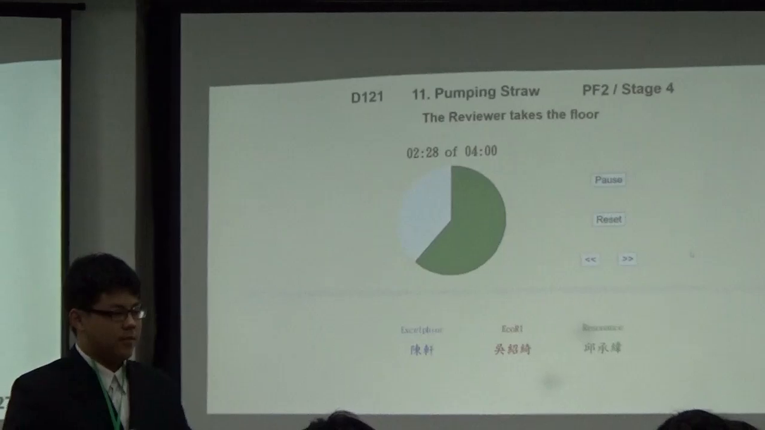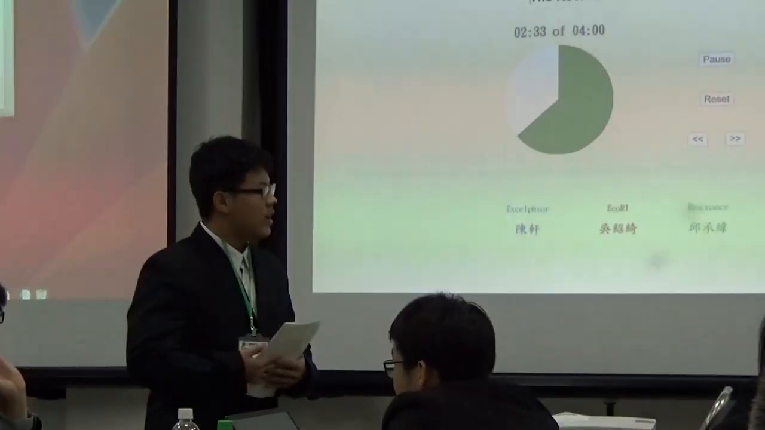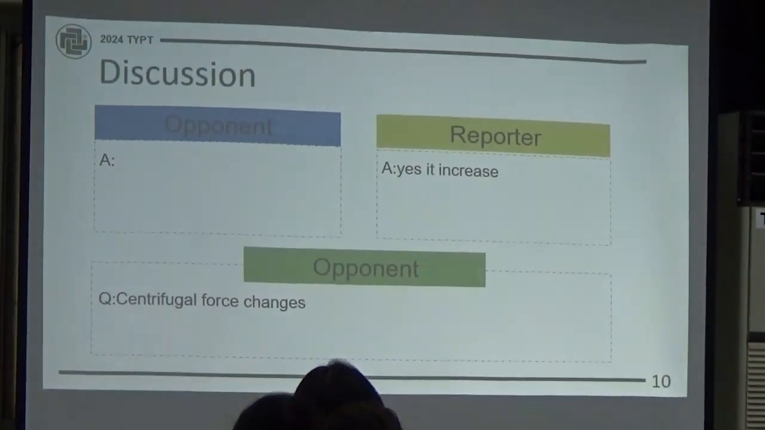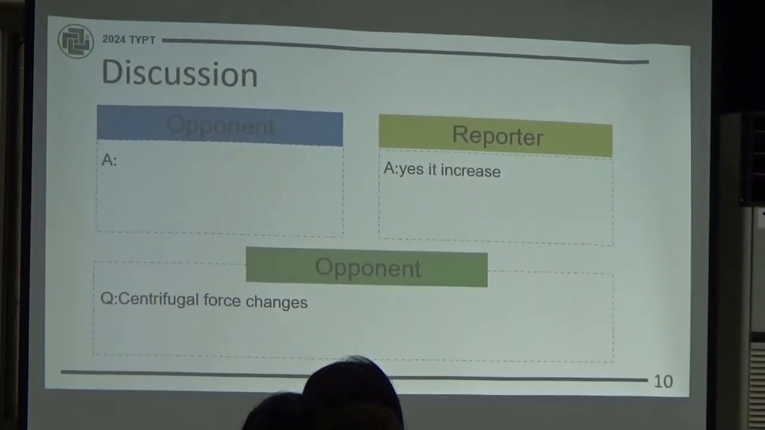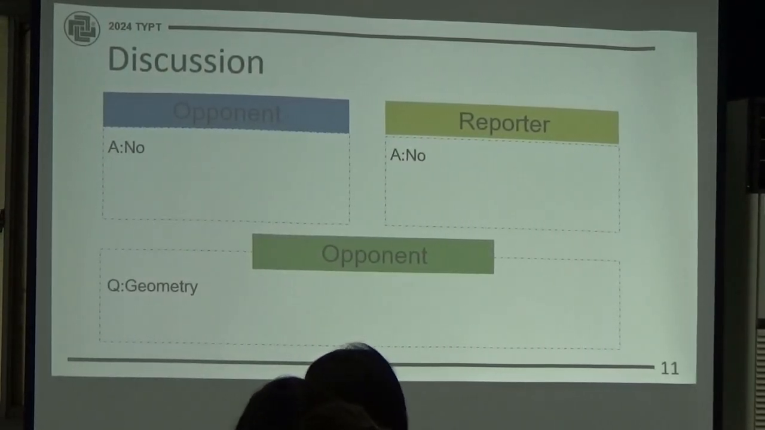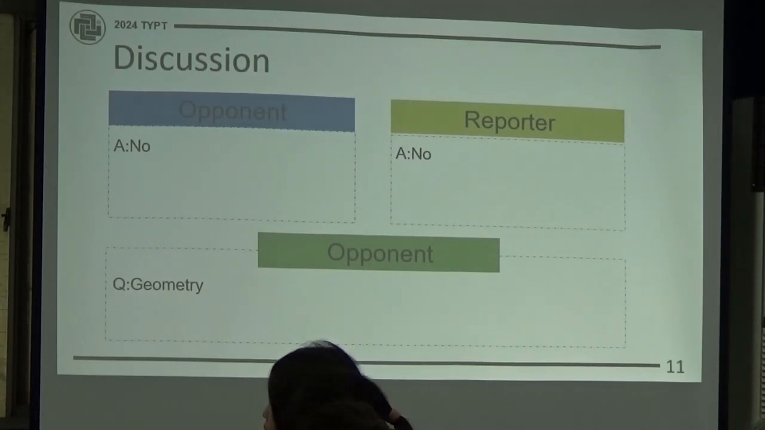And I asked whether the filling time will change due to other parameters. The reporter only answered that it is fast and he didn't measure it. I asked whether the centrifugal force changes when the radius of the straw changes, and the reporter's answer is yes. And I asked about the geometry part: if the shape of the straw changes, will it still come out? Both the opponent and the reporter say no.